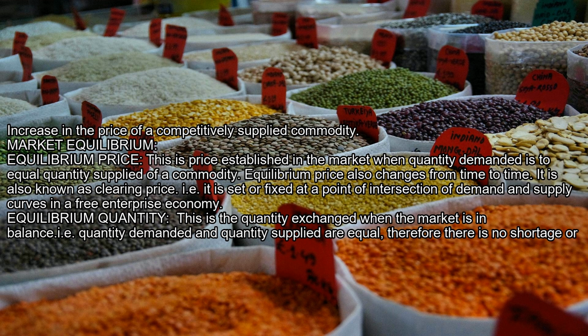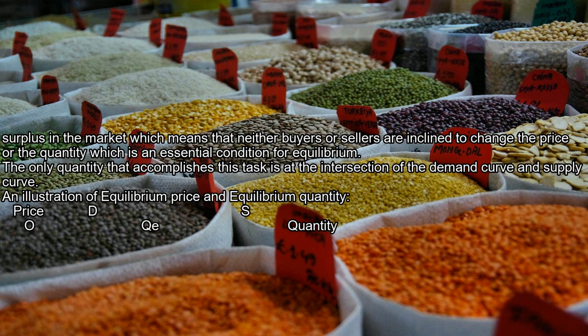Equilibrium quantity. This is the quantity exchanged when the market is in balance, i.e., quantity demanded and quantity supplied are equal. Therefore there is no shortage or surplus in the market, which means that neither buyers nor sellers are inclined to change the price or the quantity, which is an essential condition for equilibrium. The only quantity that accomplishes this task is at the intersection of the demand curve and supply curve.